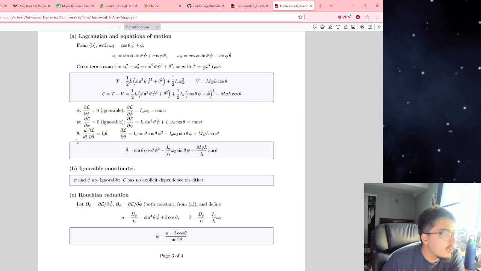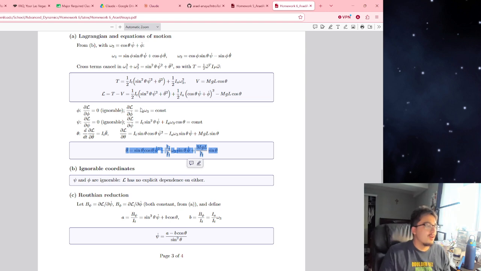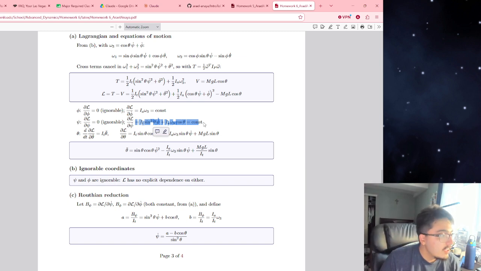But first, we also find that theta does show up, so dL/d theta is not zero. We solve for dL/d theta dot and then take the d/dt of that, which is just going to give us IT times theta double dot. Then we take the dL/d theta of this whole thing, which was a little more annoying. You have that sine squared term, that cosine theta, and that psi dot to account for, and then the MGL. But ultimately, this is really our only true equation of motion. We have these other two, but they don't describe this. They tell us the system's not accelerating.